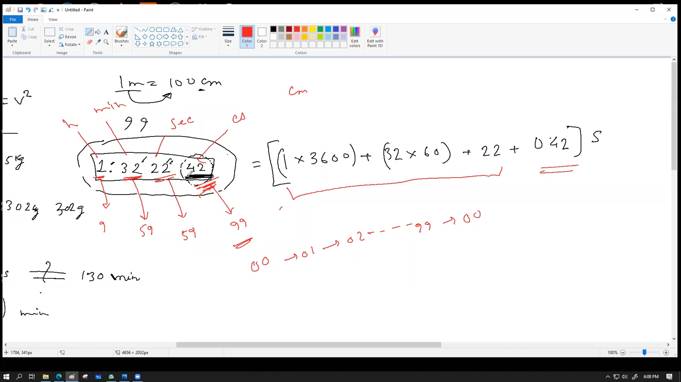So 100 divisions means that these two numbers represent 0.01 second each. So this is 0 second, this is 0.01 second, 0.02 second, and it can go all the way up to 0.99 second. And then you can have 1.00 second, which will increase the value over here, and this will become zero.